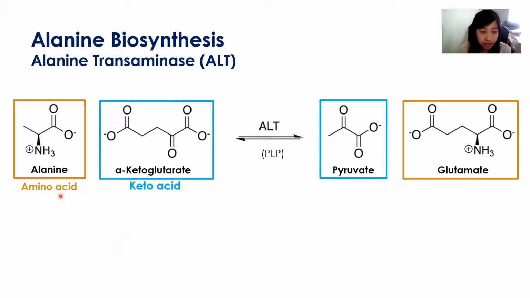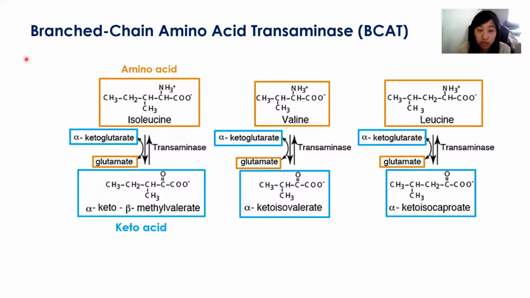Now, another transaminase reaction is the alanine transaminase reaction, which transfers the amino group from alanine to alpha-ketoglutarate to make pyruvate and glutamate. And this is a branched chain amino acid transaminase reaction, which converts a branched chain amino acid into a keto acid by transferring the amine group from the branched chain amino acid to an alpha-ketoglutarate to form glutamate and a unique keto acid.